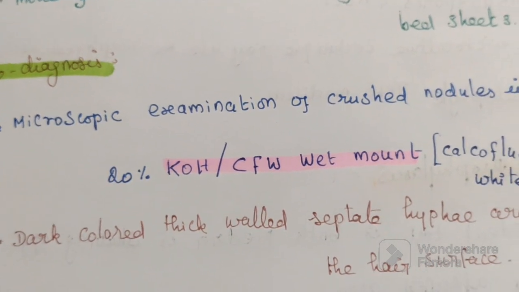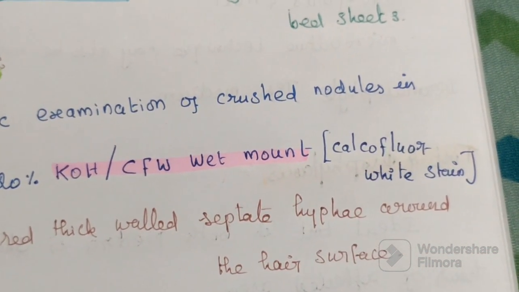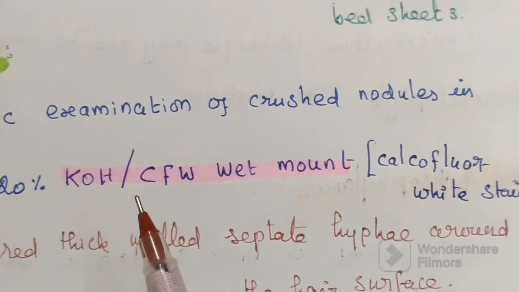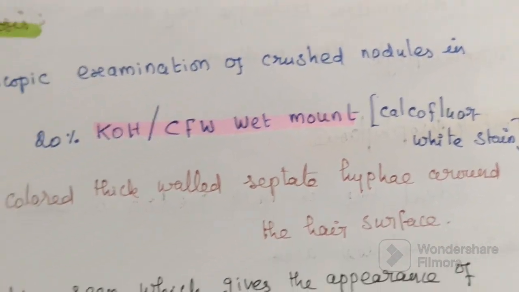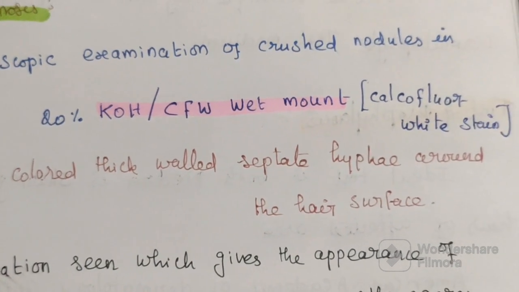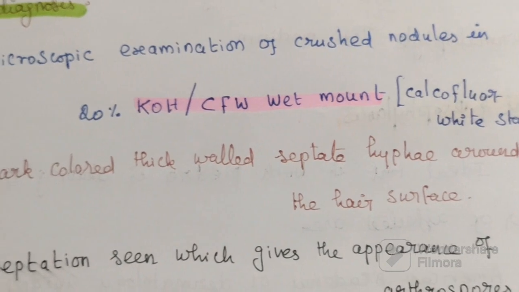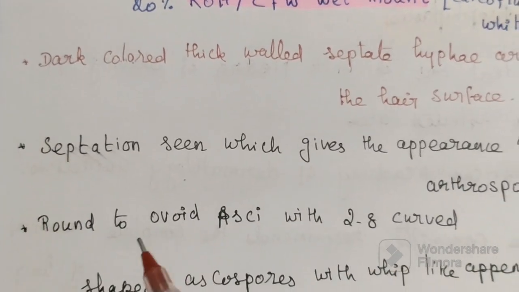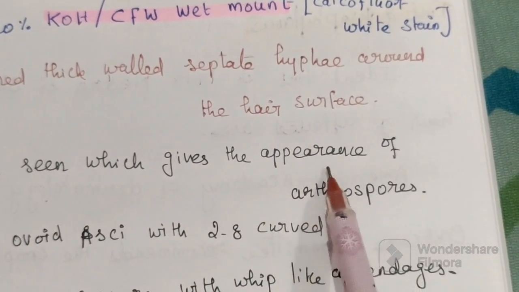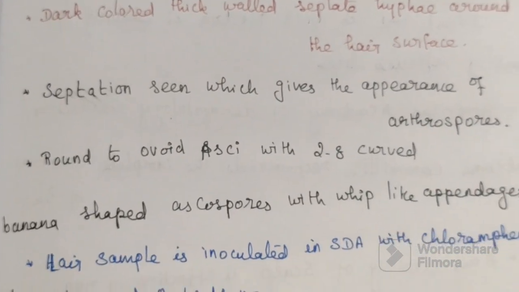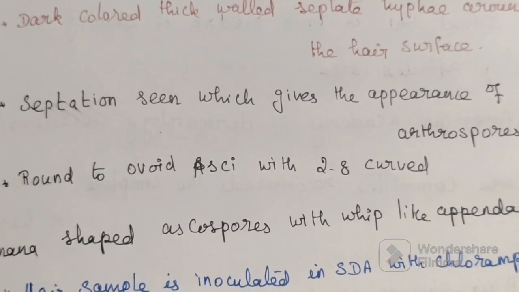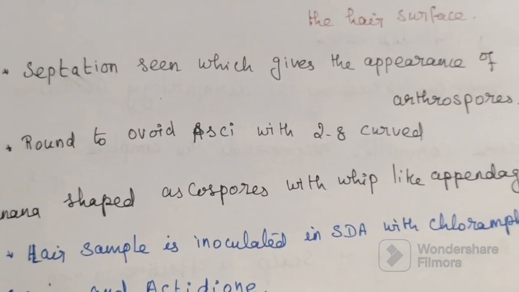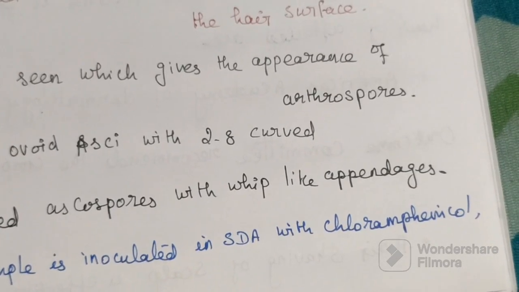Next, laboratory diagnosis: microscopic examination of crushed nodules in 20% KOH or CFW wet mount. Dark colored, thick walled septate hyphae around the hair shaft. Septation is seen which gives the appearance of arthrospores. Then a round to ovate ascus with 2 to 8 curved, banana shaped ascospores with whip-like appendages.